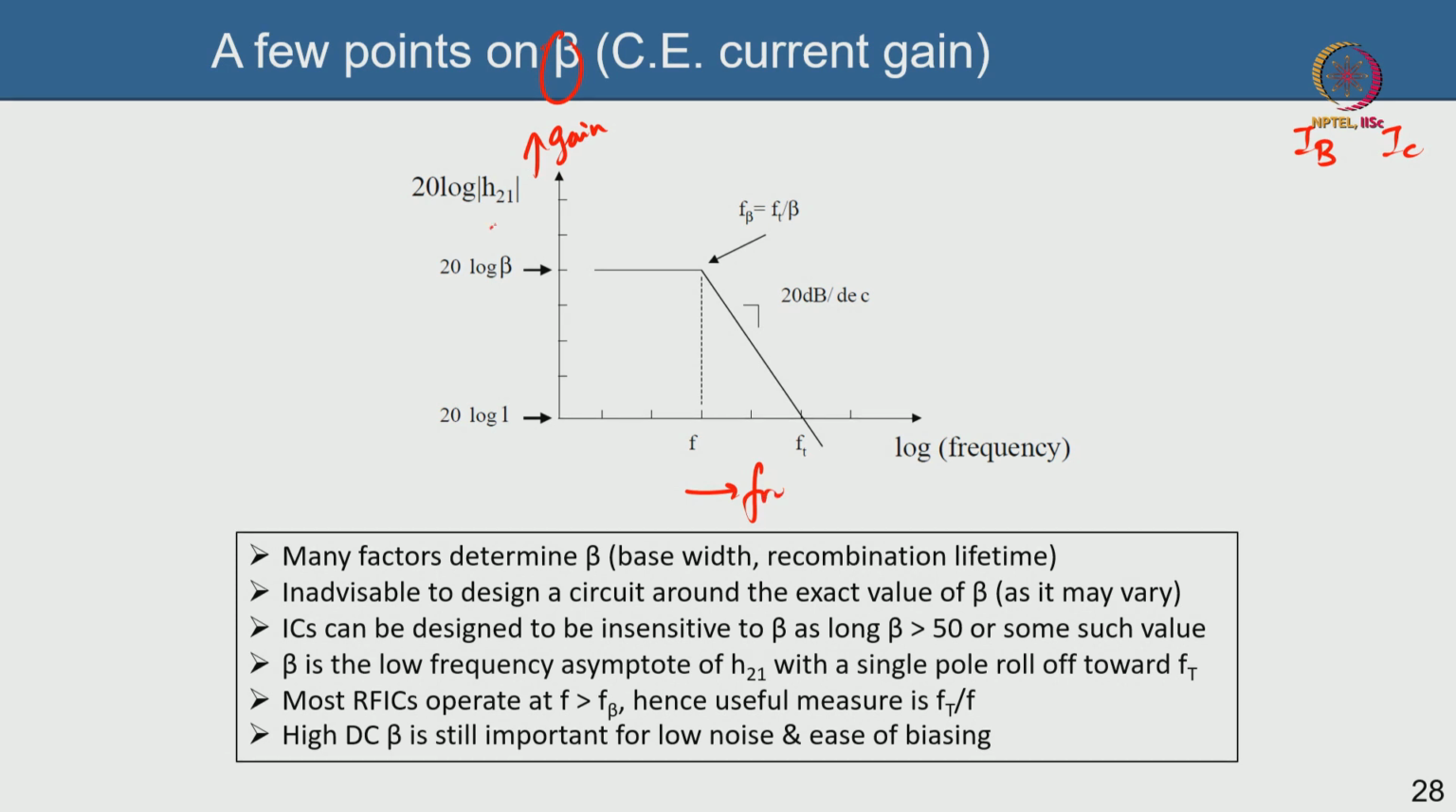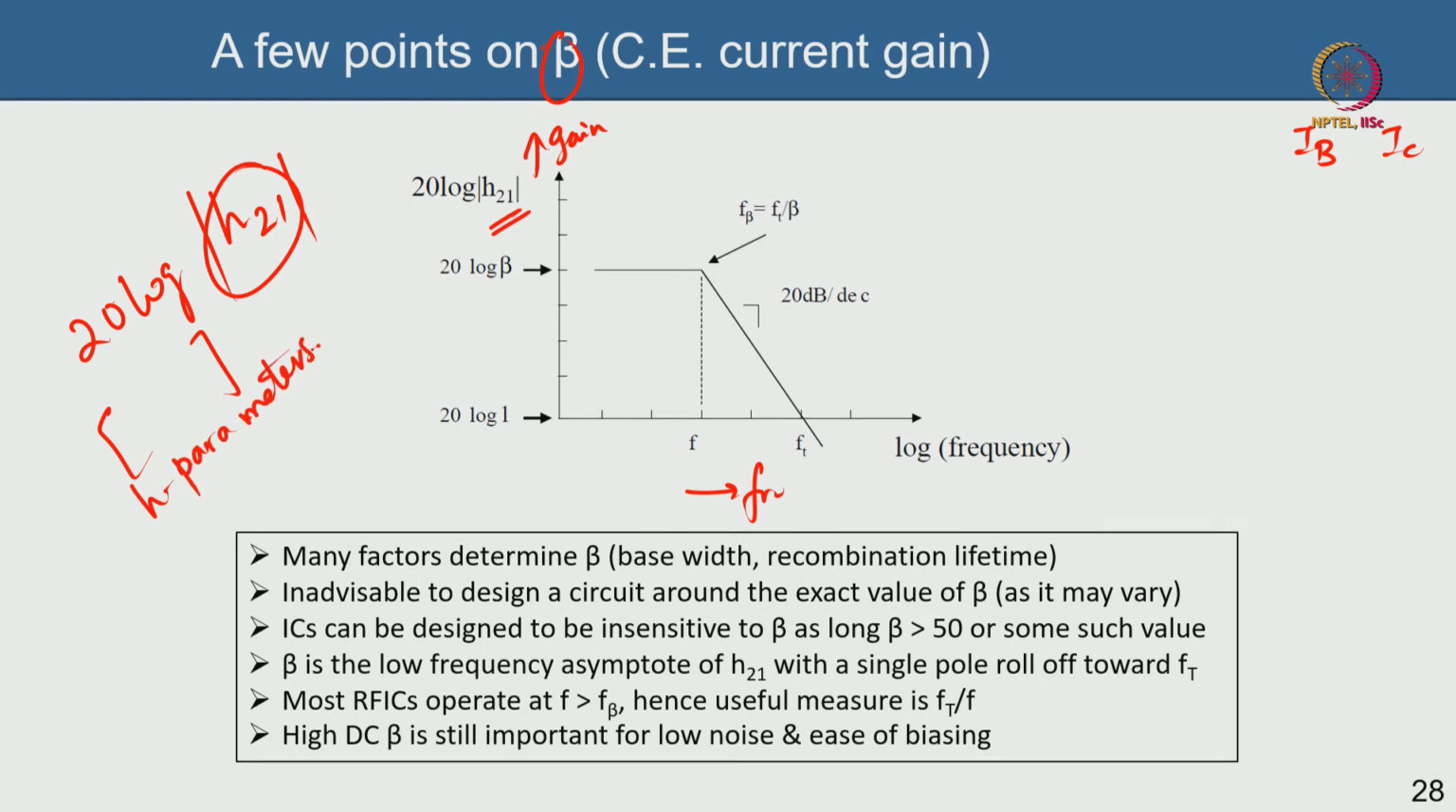The reason gain looks very weird here: there is something called H21, that's actually gain. If you take the modulus of that and 20 log, you are just plotting that in log scale, the decibel. So, H21 is the gain because H21 is a form of a matrix which is called the H parameters. We will come to that in a later part of the course.